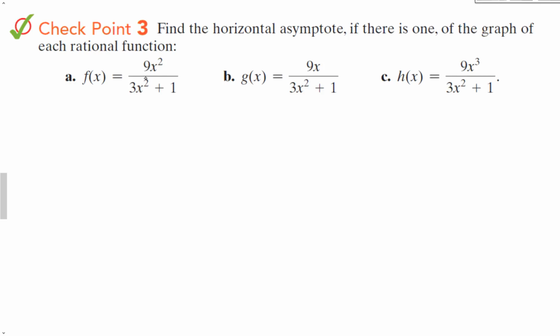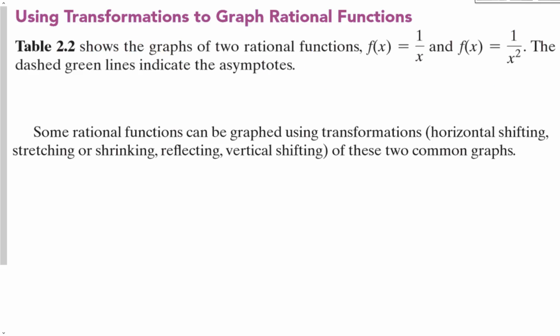Horizontal asymptote. Here, it would be 3 because these two are the same. 9 divided by 3 is 3. Here, it would be 0 because the denominator is bigger. And here, there is no horizontal asymptote, but there is a linear asymptote, a slant asymptote, because this degree is 1 bigger. And again, we'll come back to that in a few minutes.